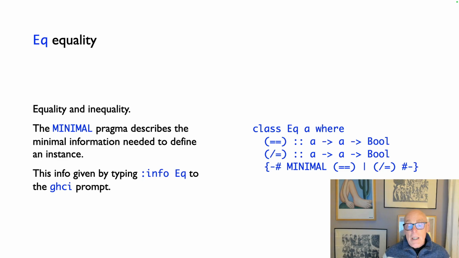And you see what's called a pragma here, the final line of the text on the right hand side. It's signaled by the squiggly bracket, minus, hash parenthesization, and that says a minimal implementation is either equals or not equals. And in fact, I talked earlier about how there was a default implementation of each in terms of the other. The other thing to say is that this information is given by typing :info Eq at the GHCi prompt. Let's just take a look at that, because it doesn't only give us that information, but it gives us information about all the instances among the built-in types.